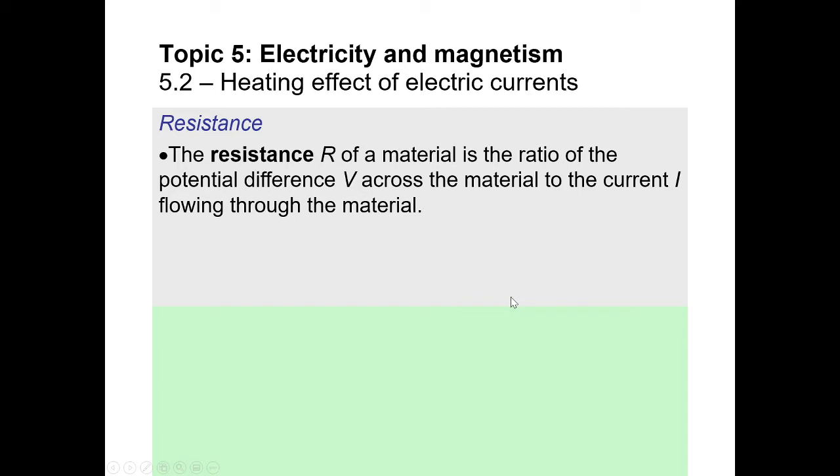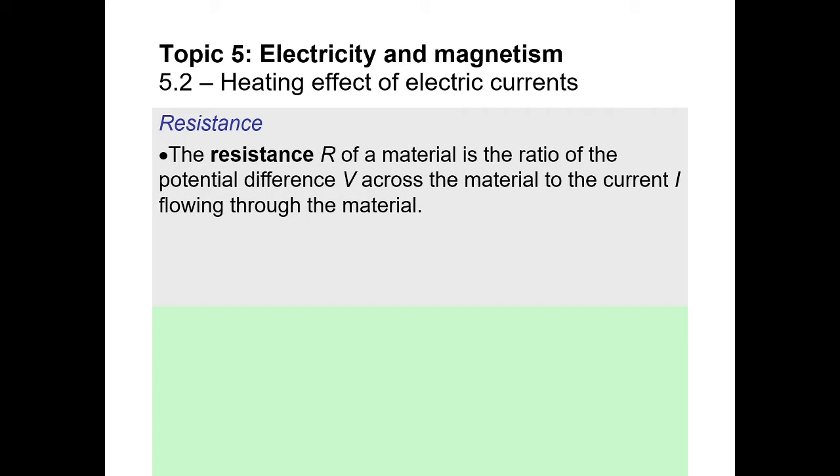Now, what's another way to define resistance? Well, this specific definition of resistance is based on the formula, the ratio of the potential difference V across the material to the current I flowing through the material. All right, now some of you are looking at this and saying, what is potential difference V? Well, V is voltage. If you've ever looked at a battery, you would probably see that it has some kind of a rating on it. It might be 1.5 V, which is volts.